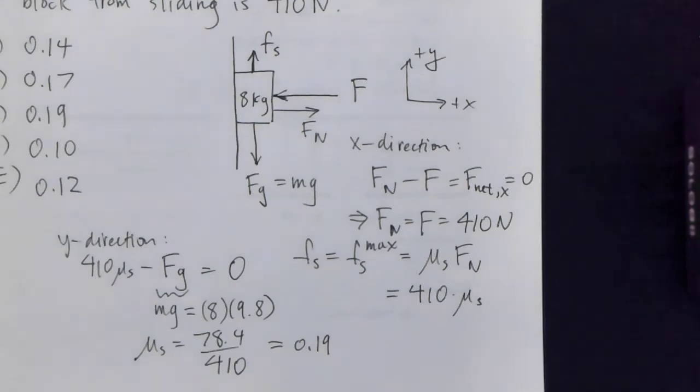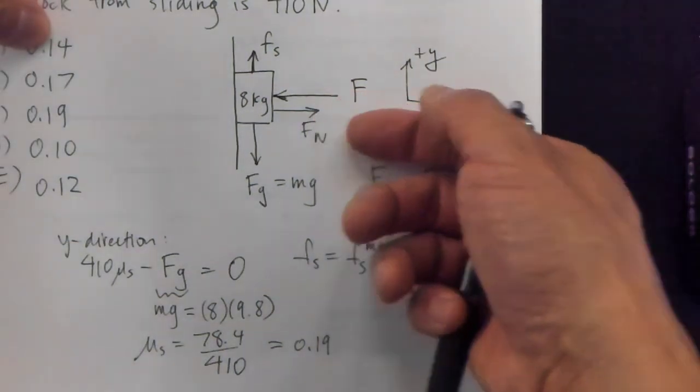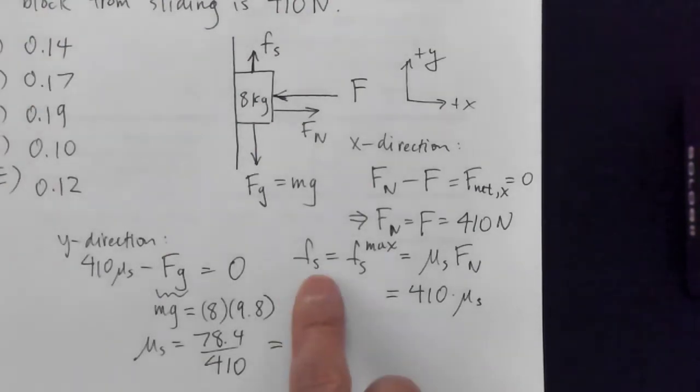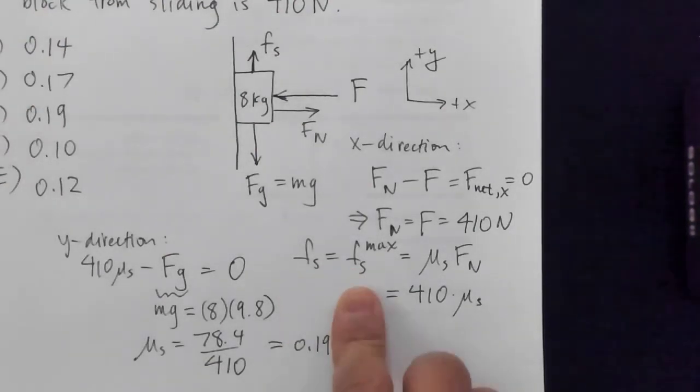Okay. Any questions about this? Pretty good. Is it clear to everybody that if you pressed harder, it would still stay? If you pressed harder, then Fs would not be equal to Fs maximum. The static friction force would be less than US times the normal force. Static friction just does enough to make it not move.